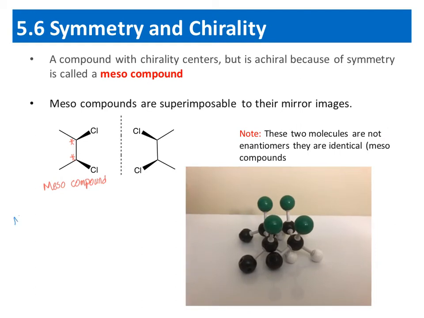Meso compounds don't have enantiomers. You cannot draw enantiomers for a meso compound.